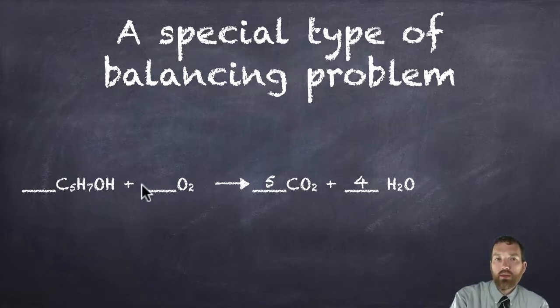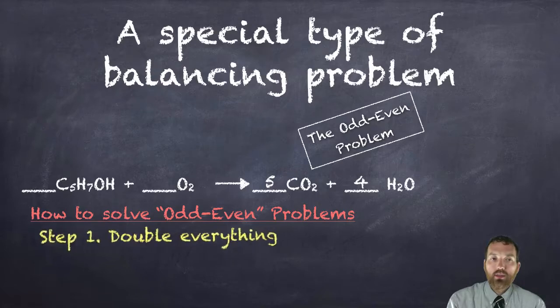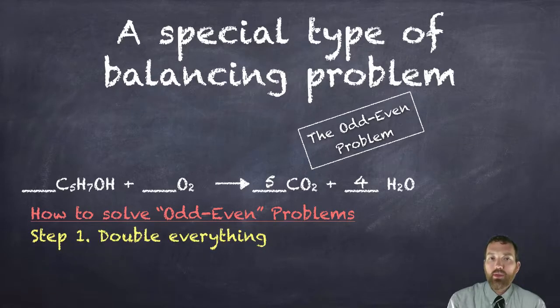There's not a single number I can add here that's going to fix this problem. This is what we call the odd-even problem. 3 and 14: an odd number on one side, an even number on the other. So when you run into this type of problem, the first step is to double everything. Double every number except for the one you're having trouble with. In this case, it'd be the oxygen.